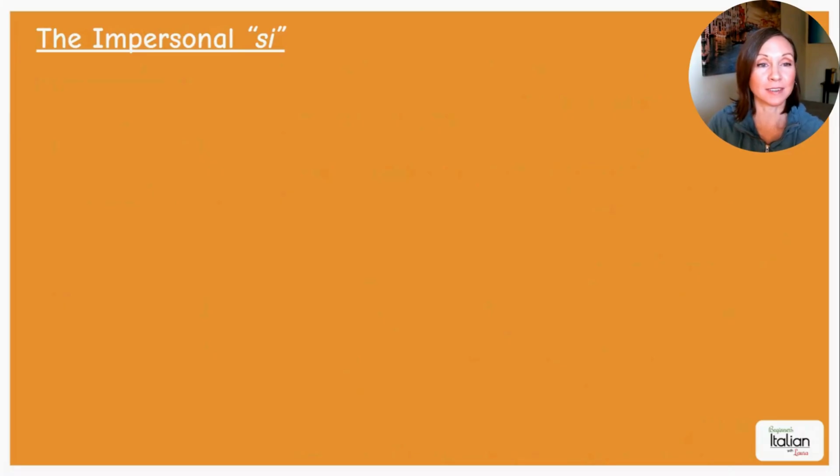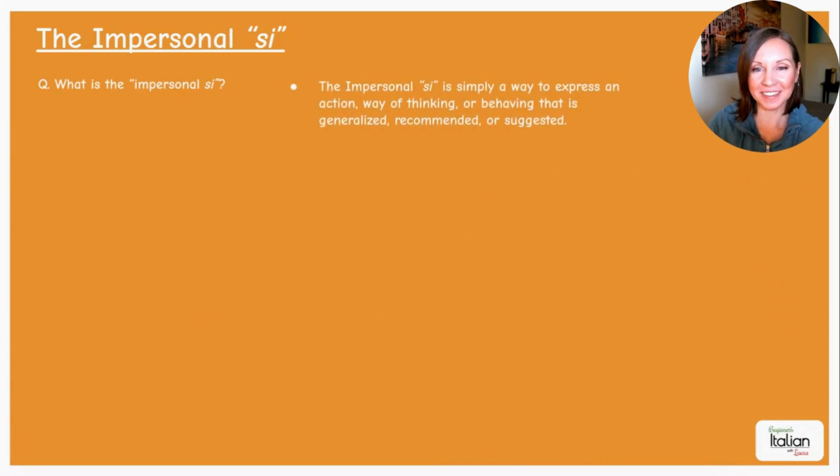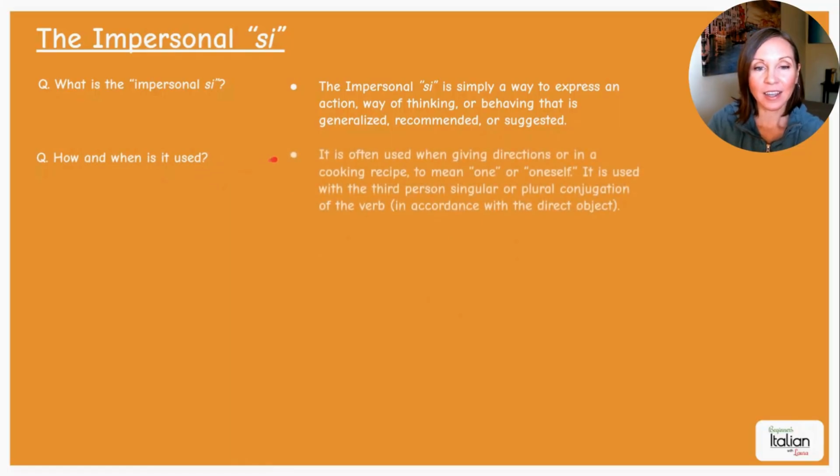The impersonal si. What is the impersonal si? The impersonal si is simply a way to express an action, a way of thinking or behaving that is generalized, recommended, or suggested. Now you're probably wondering what that means, so I'm just going to explain it a little bit here. How and when is it used? It is often used when giving directions or in a cooking recipe to mean one or oneself. It is used with the third person singular or plural conjugation of the verb in accordance with the direct object.